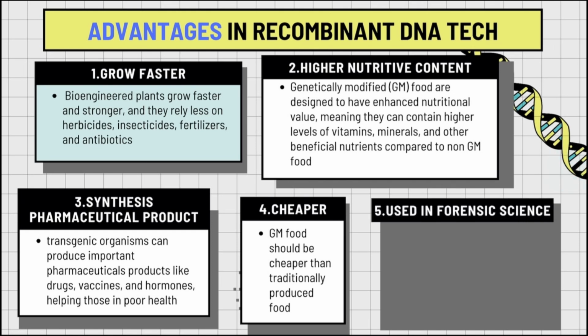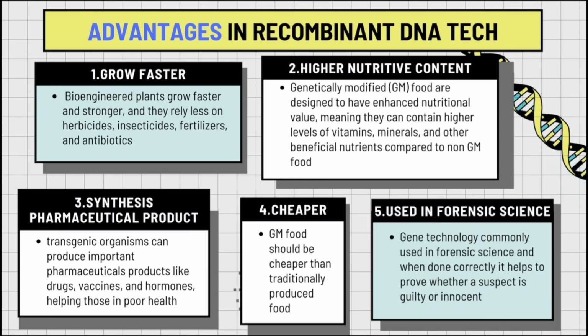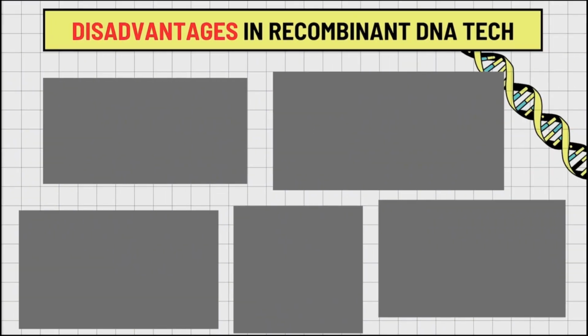And lastly, it is also used in forensic science. Gene technology is frequently applied in forensic science to analyze DNA evidence. When used accurately, it helps law enforcement and the justice system to determine whether a suspect is guilty or innocent with greater precision. Now, we move on to the disadvantages in recombinant DNA technology.